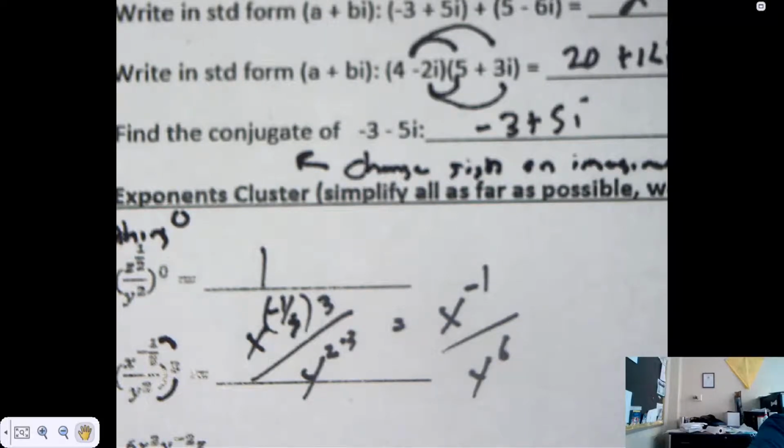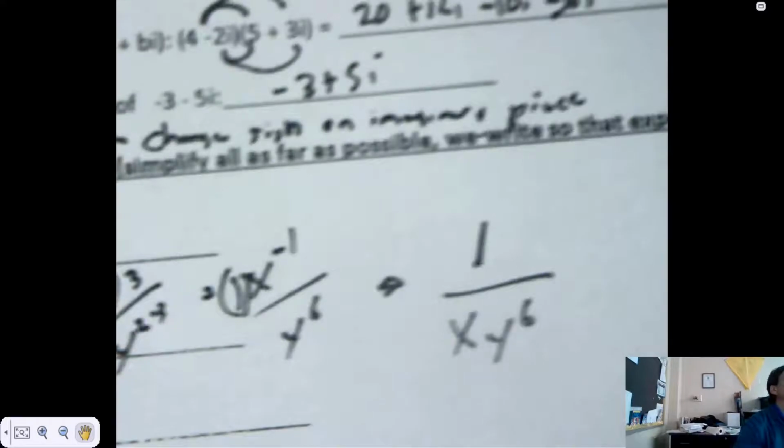Something has a negative exponent, where do you put it? Move it to the bottom. Put the understood 1, leave it up top. 1 over xy to the 6th is your answer.